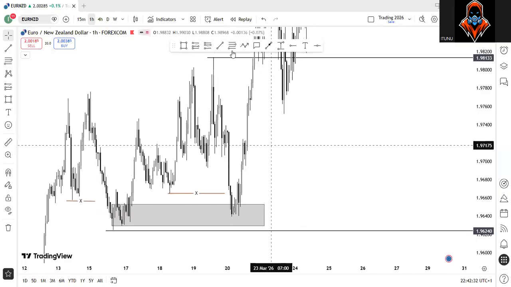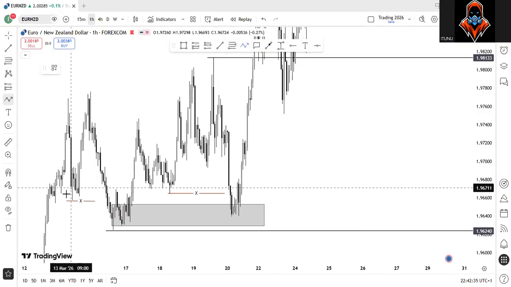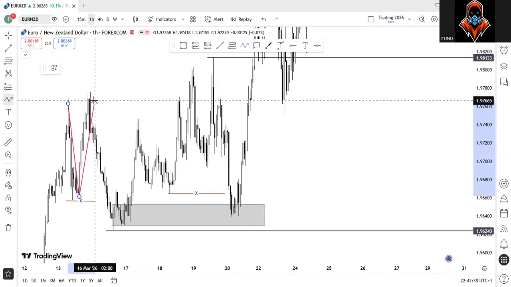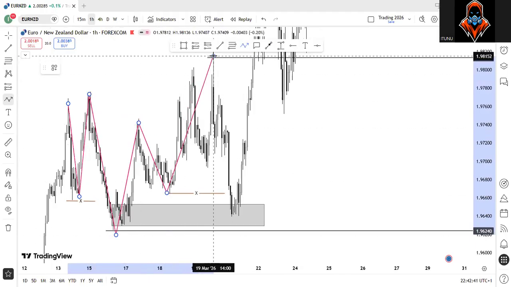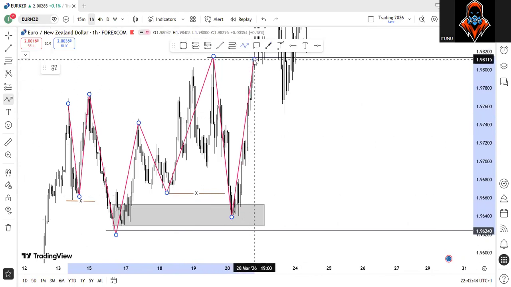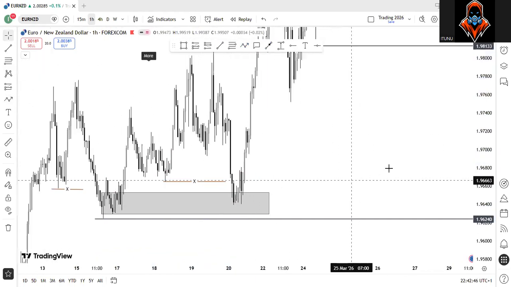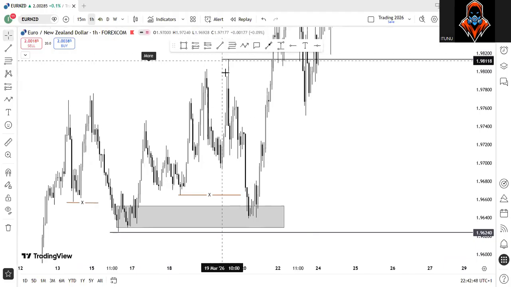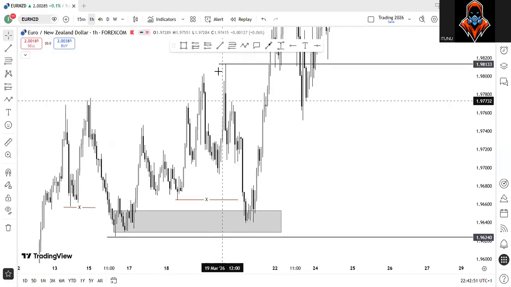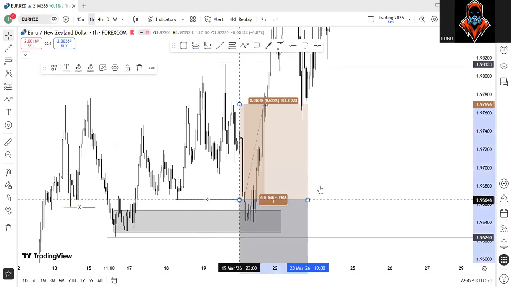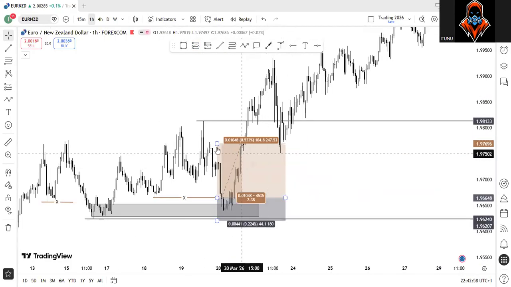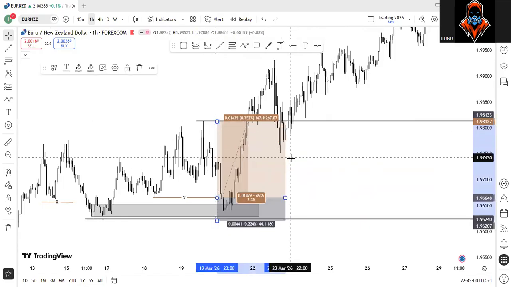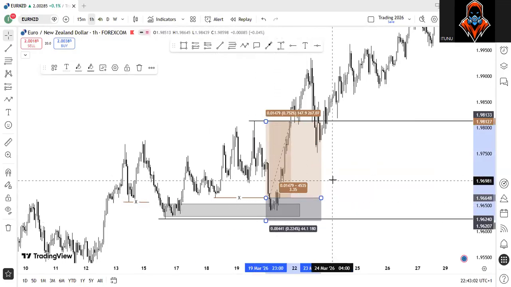Then this is a type 2 setup, came down and took out this. My entry would be here. Entry will be here, but profit will be over here. 3.35 hour.